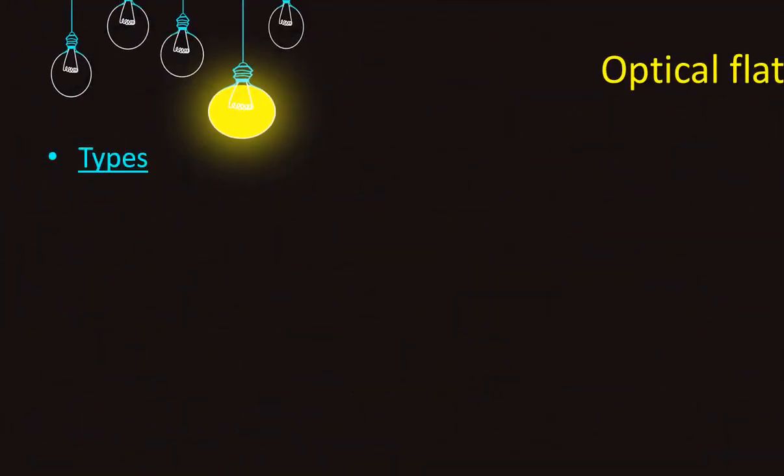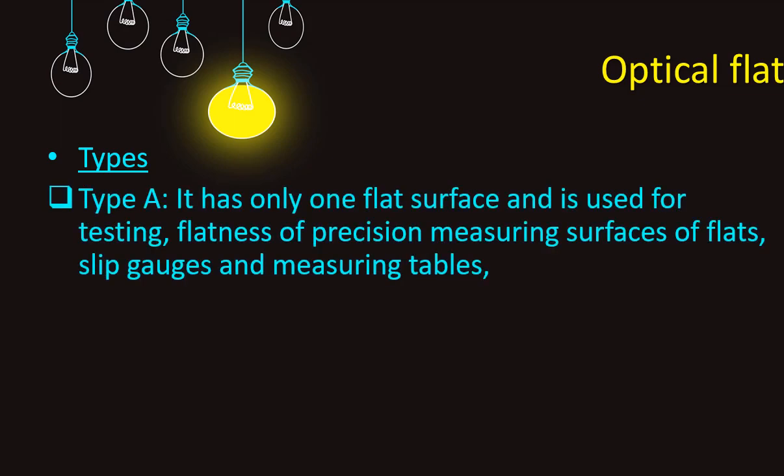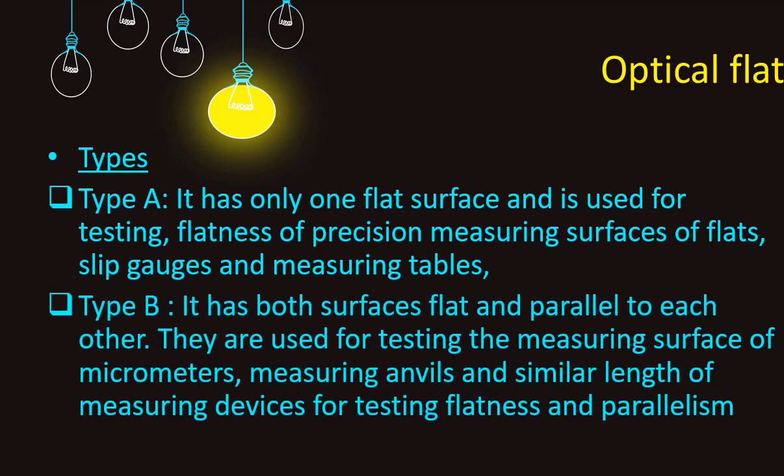The optical flats can be of two types. The first one is type A. It has only one flat surface and it is used for testing flatness of precision measuring surfaces of the flats, slip gauges and measuring tables. The second one is type B. It has both surfaces flat and parallel to each other. They are used for testing the measuring surfaces of micrometers, measuring anvils and similar length measuring devices for testing flatness and parallelism. So we can say that type A has only one flat surface and type B has two flat surfaces.